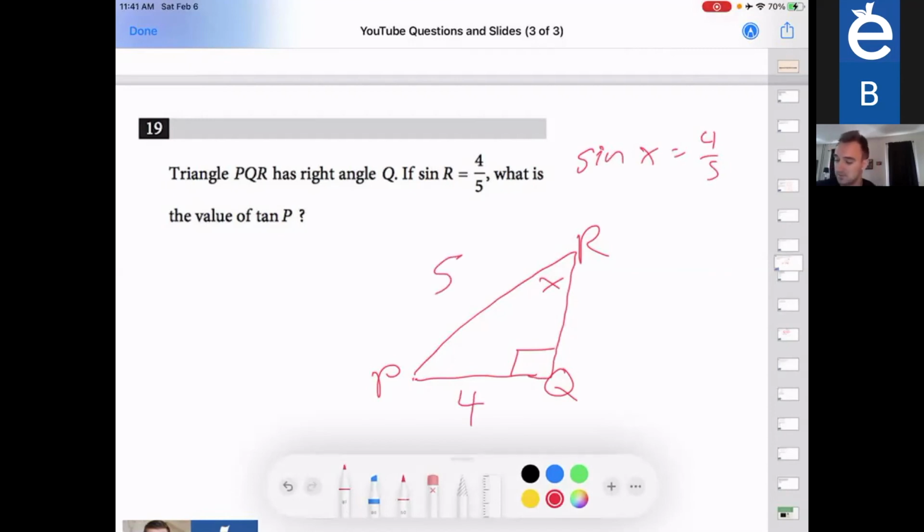Okay, that's helpful. Once again, we hopefully should know that one of our right triangle triples is a 3, 4, 5. So that means that this leg must be 3. We could do the Pythagorean theorem to find that leg out, but if we know that off the top of our head, that's really helpful to know. Anyway, that leg must be 3. The value of the tangent of P.